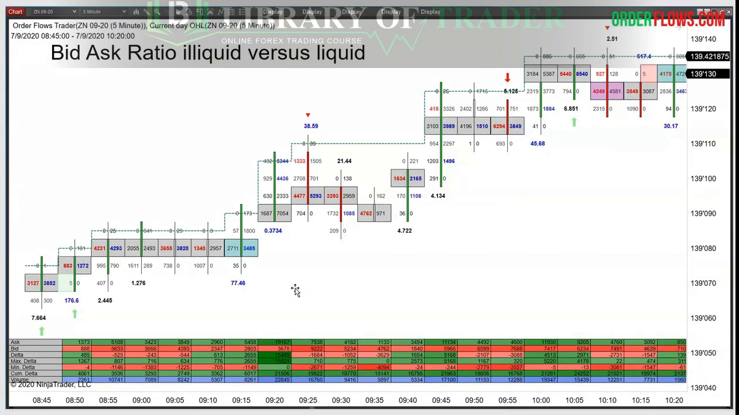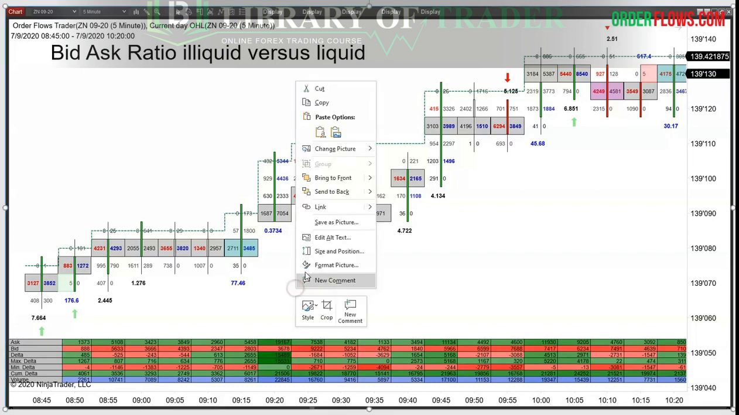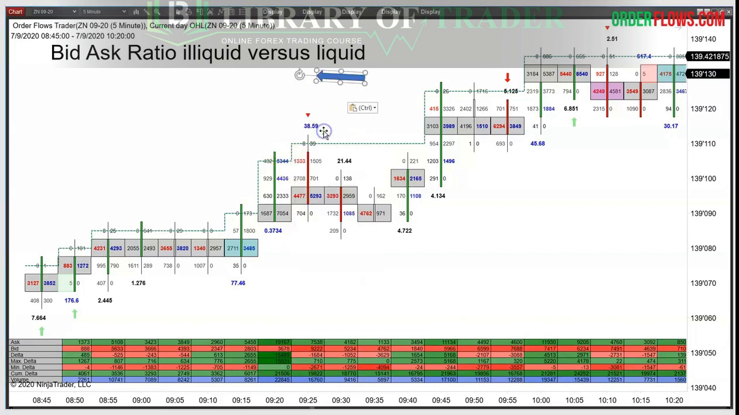Now, liquid versus illiquid markets. Okay, it's a 10-year chart. 10-years are highly liquid, during the US trading session. And you see some in here. Okay, actually you see one here, you see another one here, a bearish one that didn't follow through.